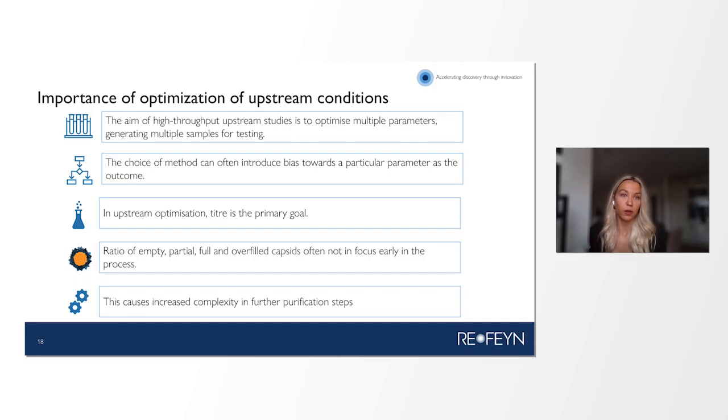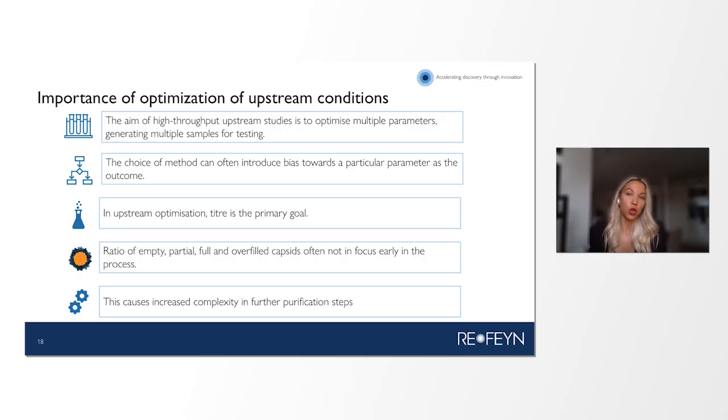So usually during the upstream optimization, the aim is to have high-throughput studies, and they are predominantly DOE studies where multiple parameters are being tested. And as a result, multiple samples are being generated. So now there is always a choice of method, but that method could potentially introduce bias towards one parameter that could potentially negatively affect other parameters.